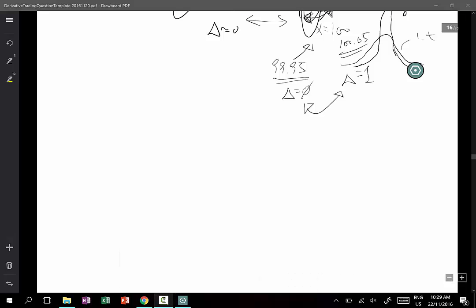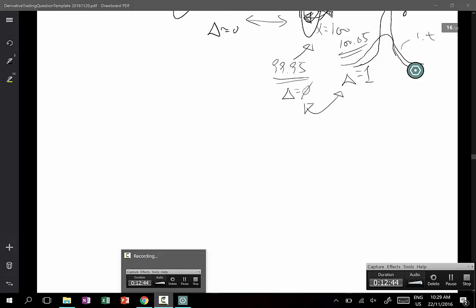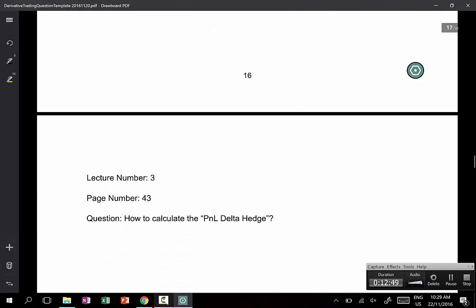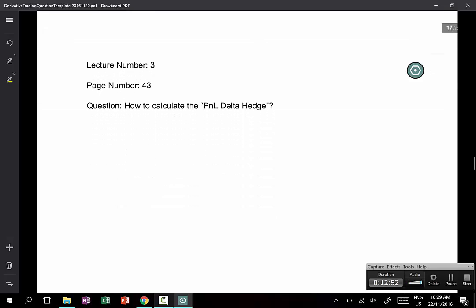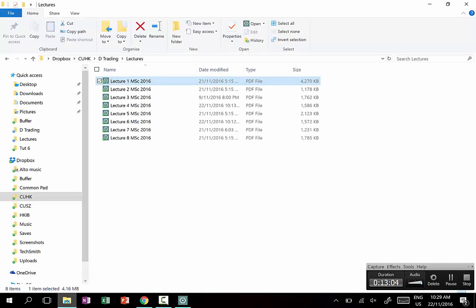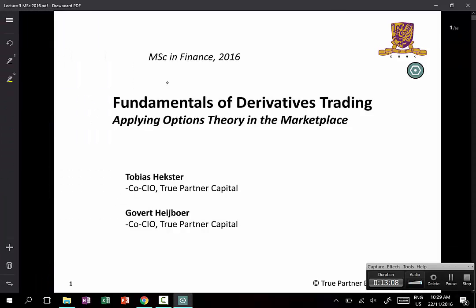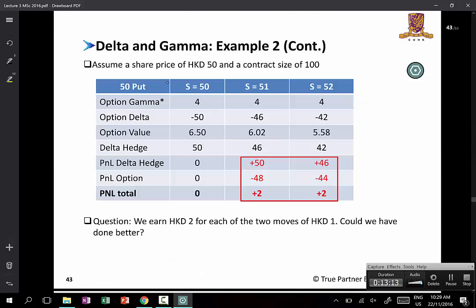Then let me have a look at the next one, which will be question 7 on page 17. How to calculate the P&L delta hedge of lecture 3, page number 43. So lecture 3 and page 43. How do you get these numbers here?